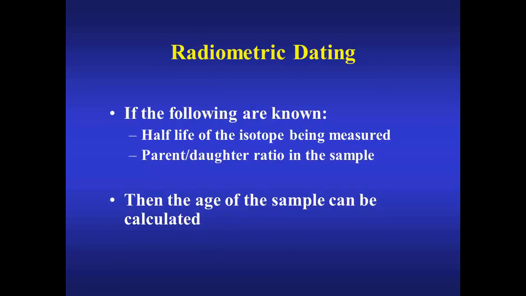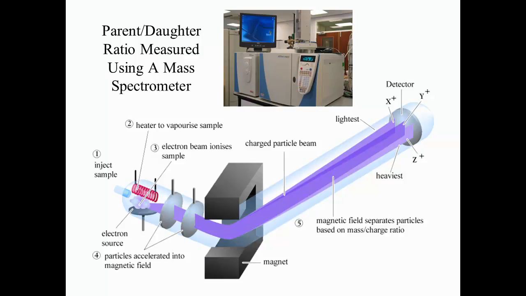Now, for radiometric dating, we need to know two things. First of all, we need to know the half-life of the isotope being measured. And secondly, we need to know the parent-daughter ratio in the sample. And once we know these two things, the age of the sample can then be calculated.